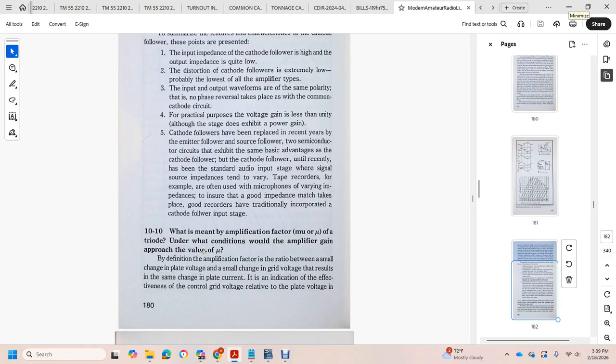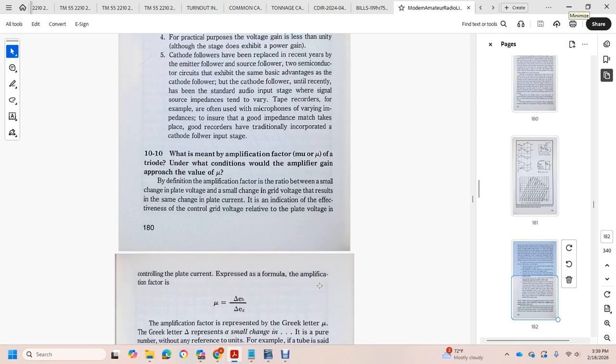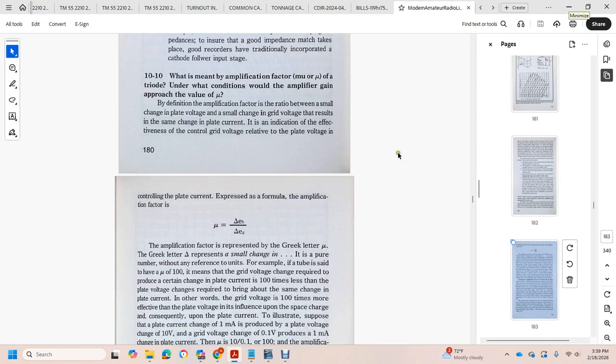Next, the amplification factor of the triode, under the condition of amplifier gain and the approach of the view. The definition of amplification factor is the ratio between a small change in plate voltage and a small change in grid voltage, as a result of the same change in plate current. It is an indication of the effect of the control grid voltage relative to the plate voltage on the plate current, expressed with the formula: amplification factor equals change in plate voltage over change in grid voltage.